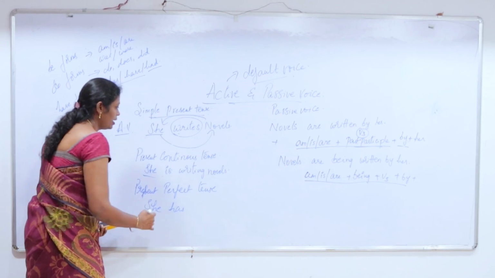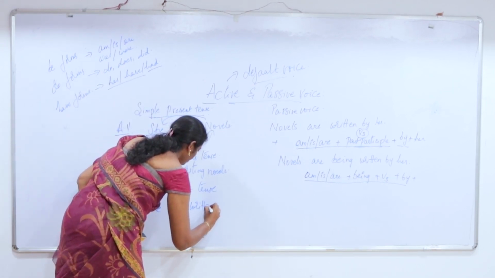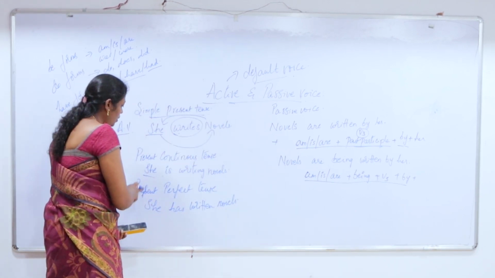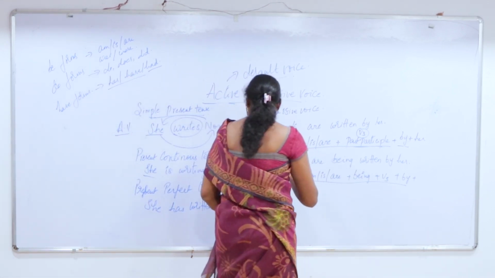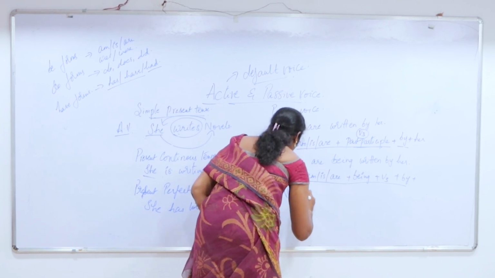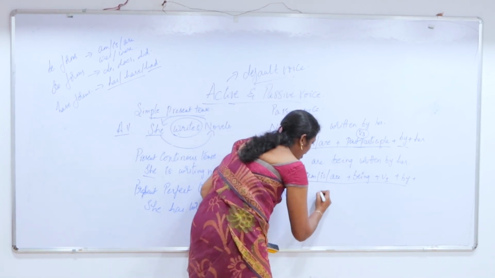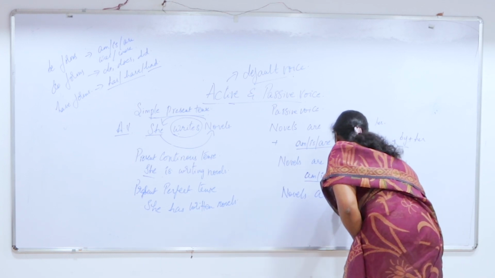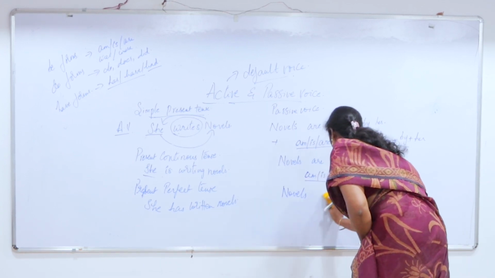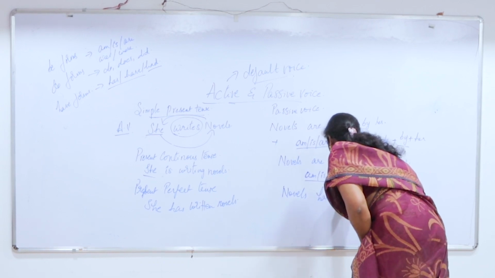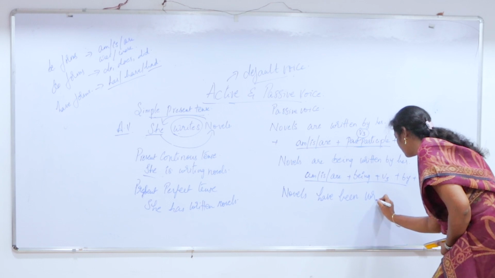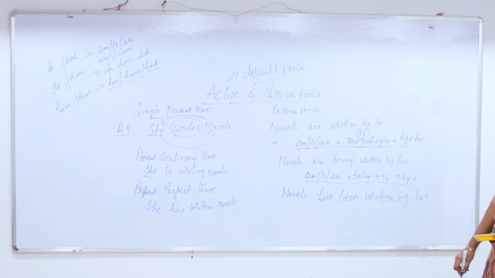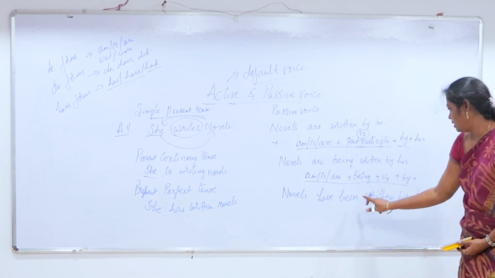She has written novels. Okay, when we have to change this sentence from active voice into passive voice, how do we go about it? Same thing. Novels, because novels is plural, I have to take a plural verb here. Novels have been written by her. I hope you have noticed.